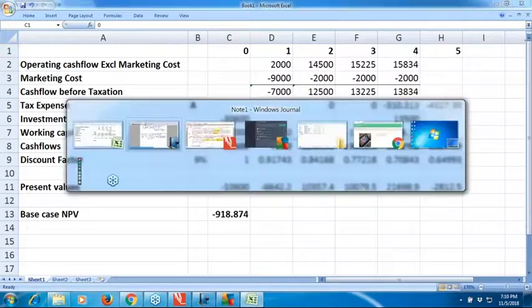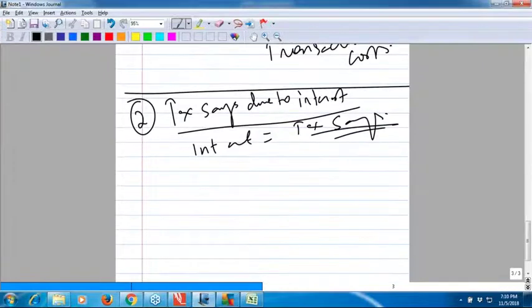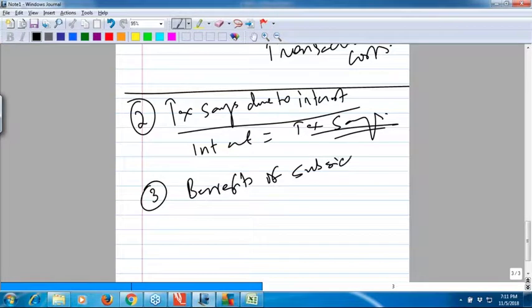Just wait. Now, number two is the tax saving due to interest. What exactly is it going to be? When you borrow funds, you would be paying interest, so there would be tax savings that arise out of it. We would consider them also. Now, at times there is also the benefit of a subsidized loan. There are the benefits of subsidized loans, so we're going to consider them also.